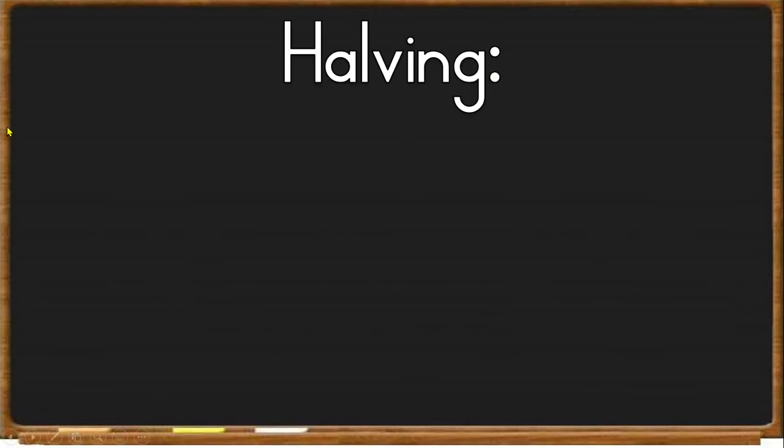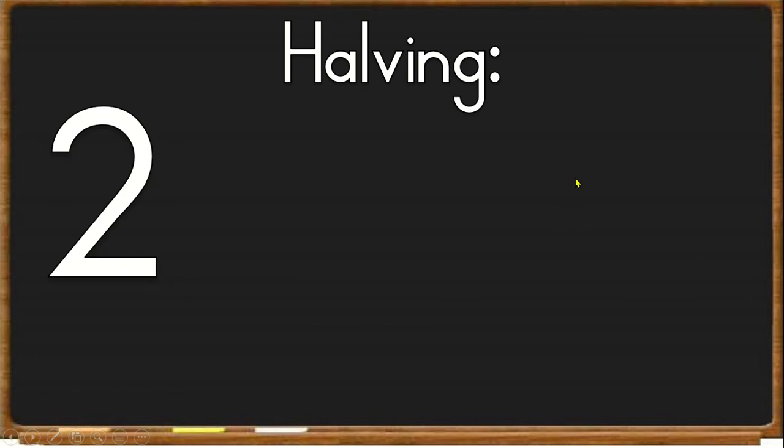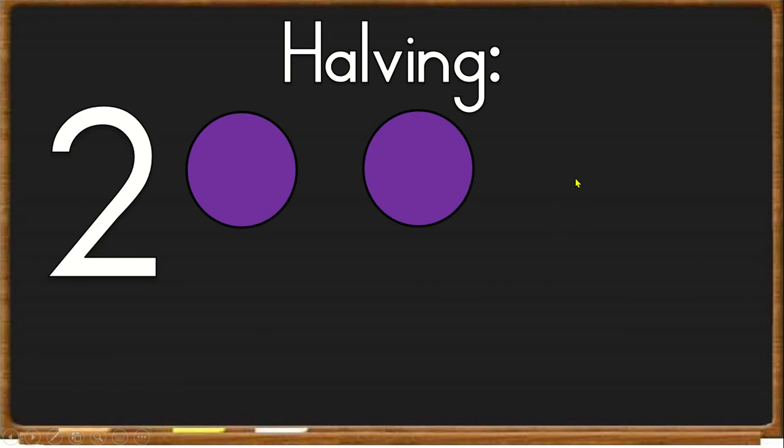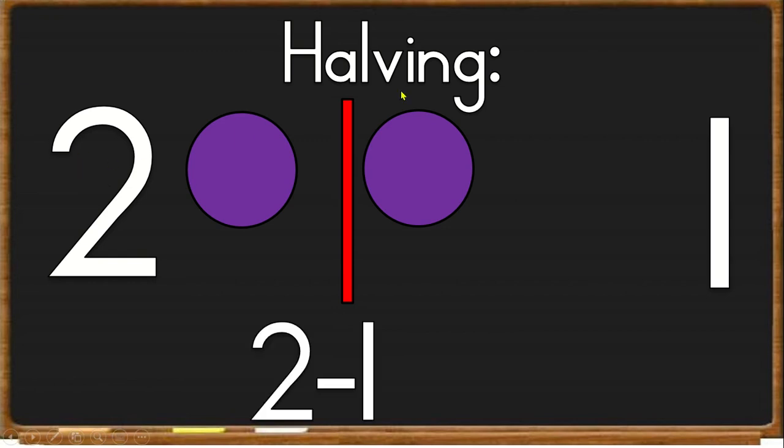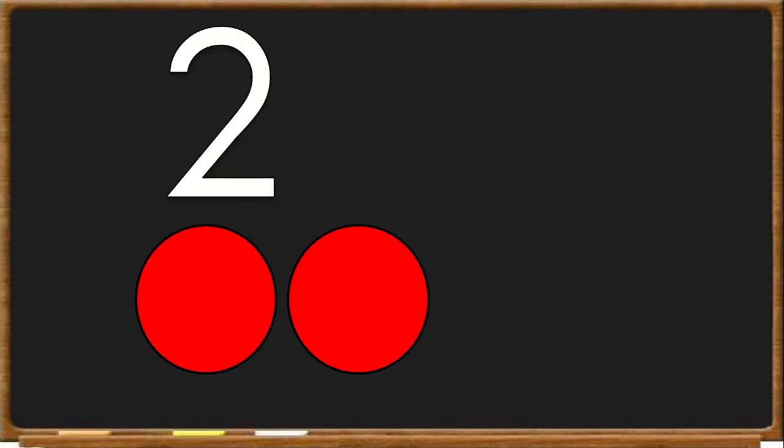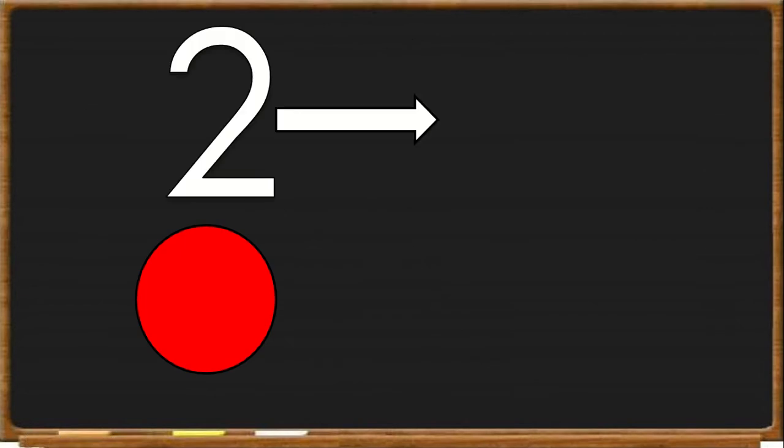Doubling we did on one side, we had to do on the other side. So now with halving, we are going to cut it in half, and then we're only going to count one side. So 2 take away 1 equals 1. So half of 2 is 1. So you have 2, and I'm going to take away 1 because I cut it in half. That leaves me with 1.